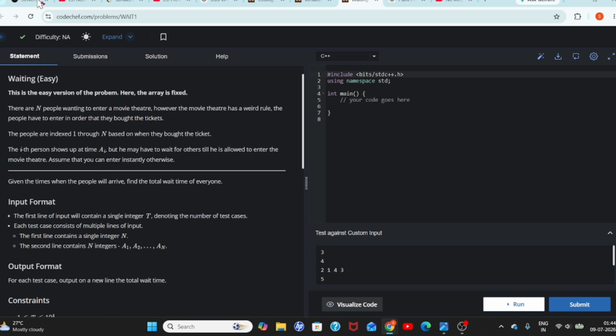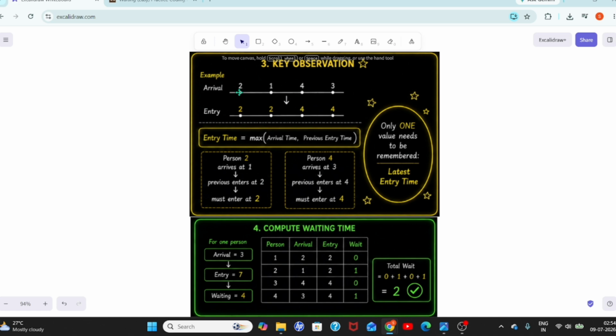So let's move to the whiteboard. Here we have some observation. Suppose we have an array 2, 1, 4 and 3. So the first person arrives at 2 units of time, the second person arrives at 1, the third person arrives at 4, and the fourth person arrives at 3. Though the second person arrives earlier, he has to wait for the first person, and whenever the first person comes, he can enter. So what will be the entry time for the rest of them? For this, the entry time will be the maximum of 2 and 1, which is 2. For this, the entry time will be the maximum of 2 and 4, which is 4. And for this, the entry time will be the maximum of 4 and 3, which is 4.